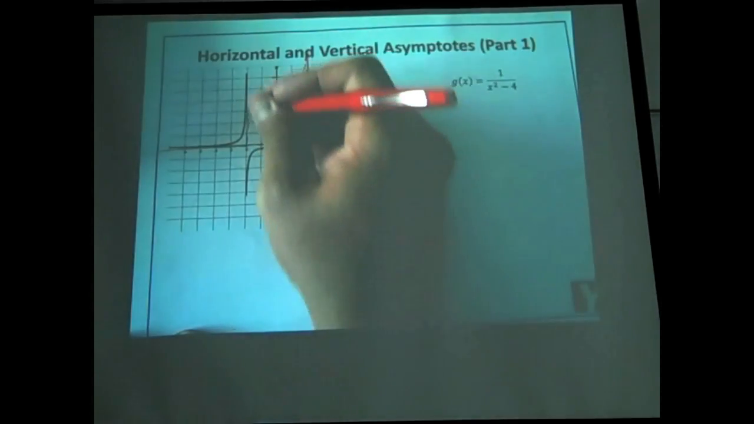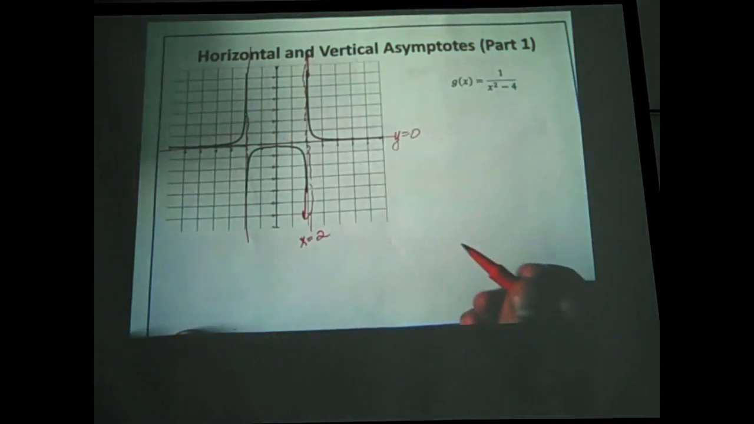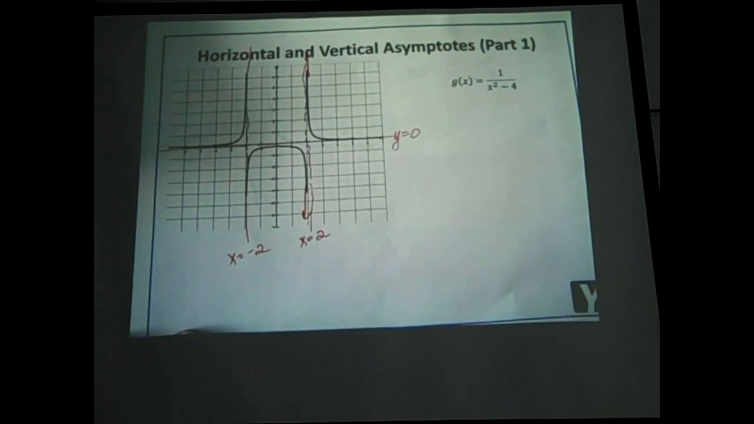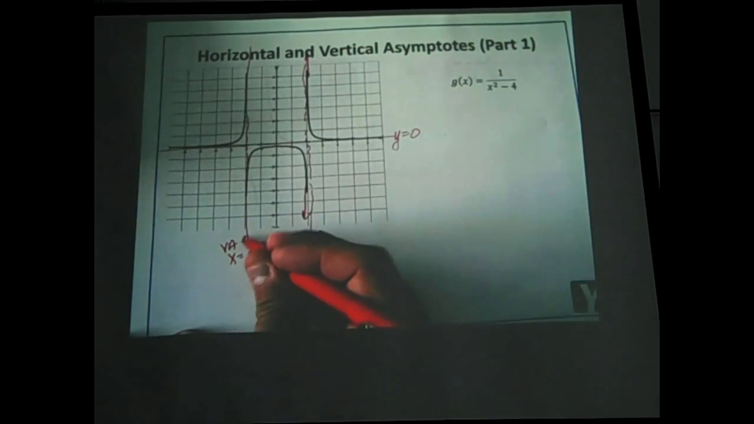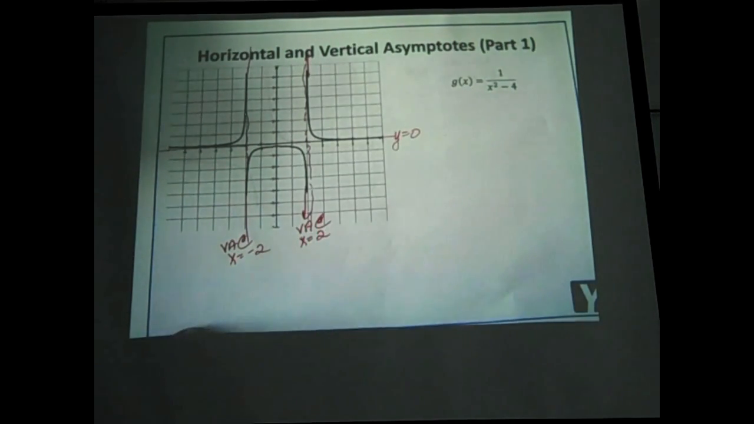As you approach negative 2 from the left, the graph heads off to positive infinity. As you approach negative 2 from the right, the graph heads down towards negative infinity. So we have a vertical asymptote at x equals negative 2 and a vertical asymptote at x equals positive 2. Well, let's go through and have some calculus conversation about this. Let's prove why these things are the way that they are.